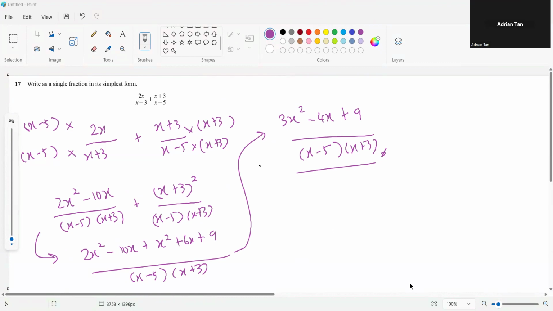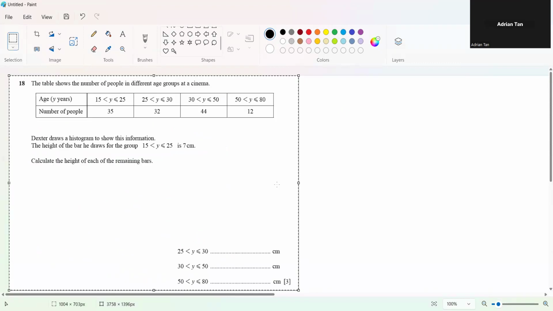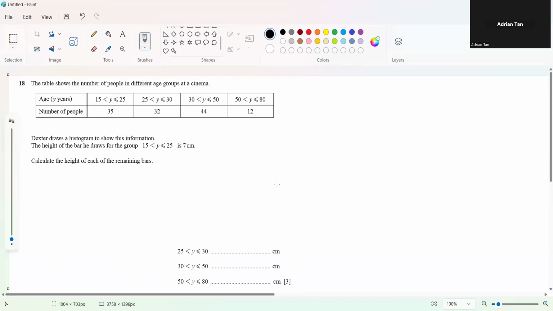Right. So we're going to question number 18. So question number 18 is a frequency density problem. They said they draw a histogram. The height of the bar for this particular class is 7. So before we even start counting the rest, we should try and see whether this actually matches.